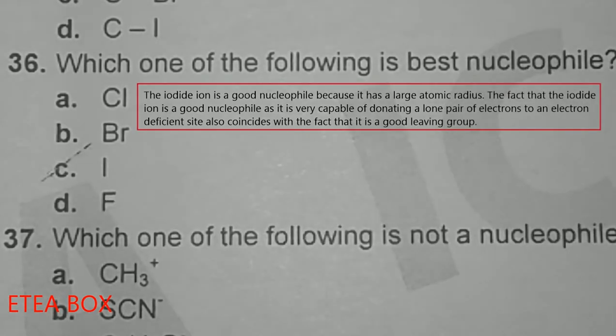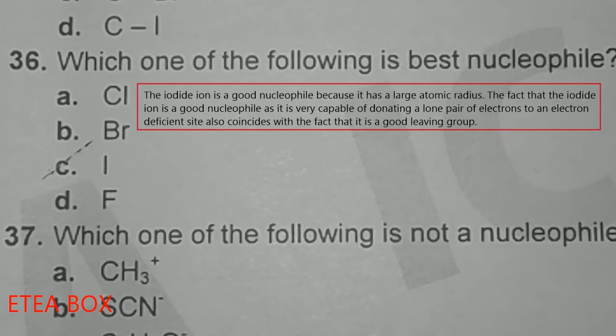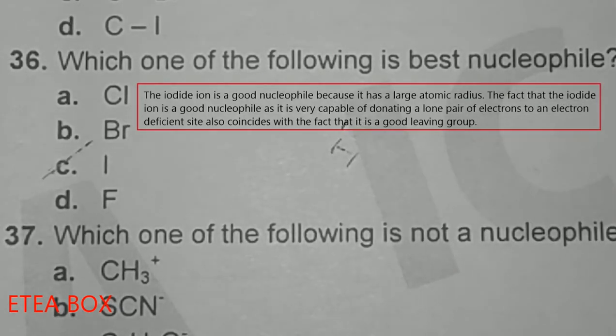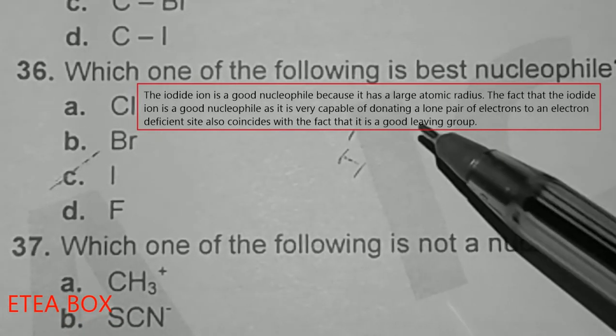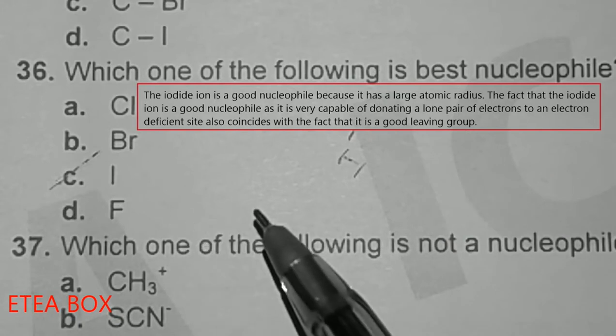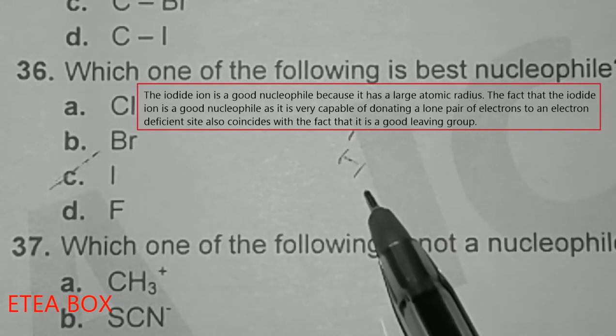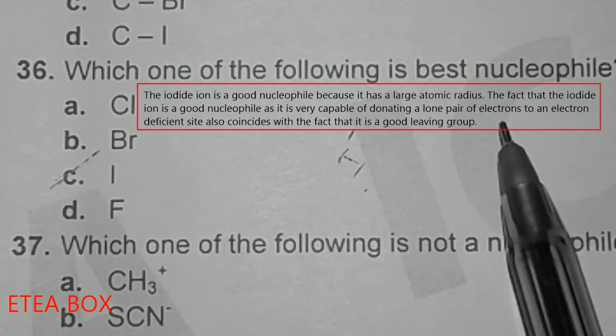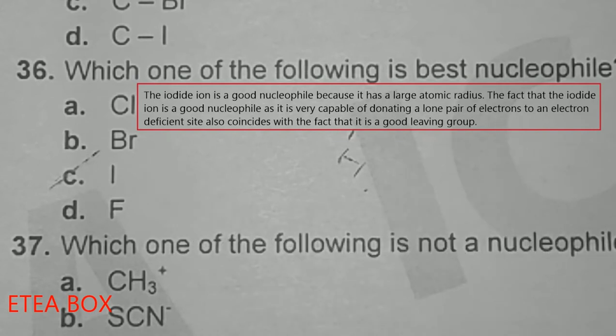Nucleophile is the one that has a negative charge and is in search of some positive charge. Let's suppose iodine has the negative charge. The size of iodine is greater, so it will be very easy for iodine to share it with another atom or with a positive species, or it will be easy to leave this negative charge. So we can say that iodine is the best nucleophile.